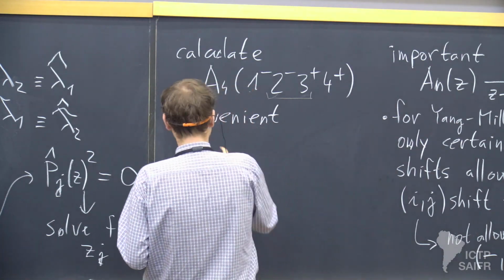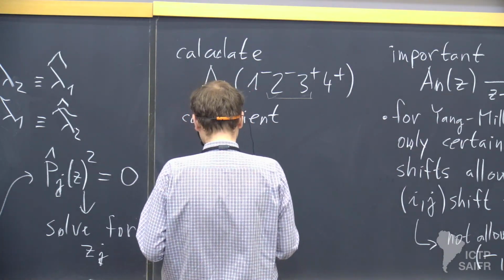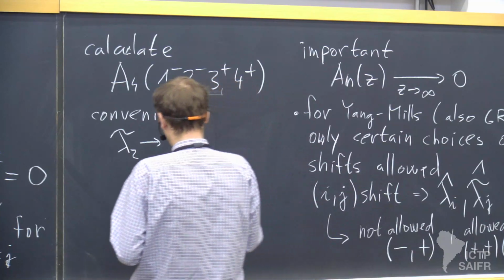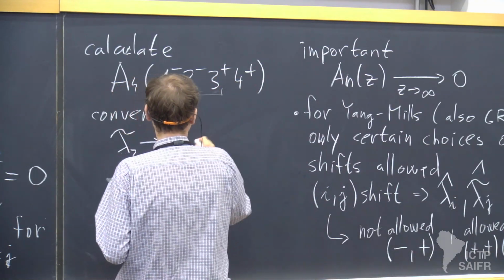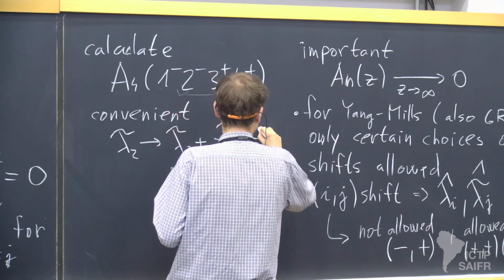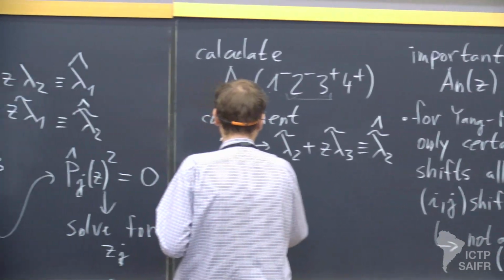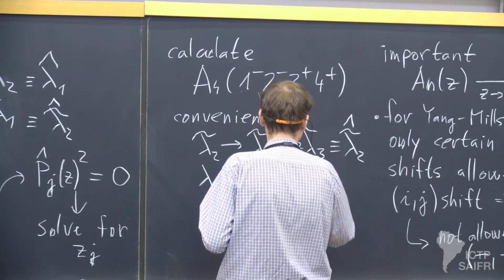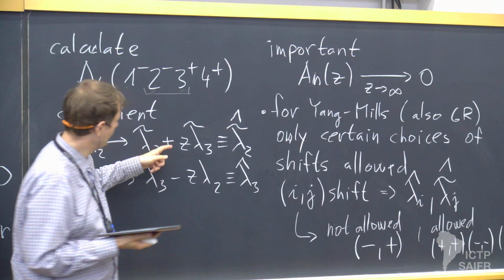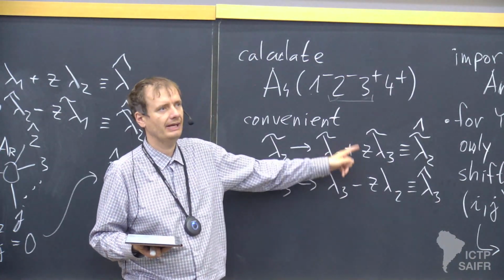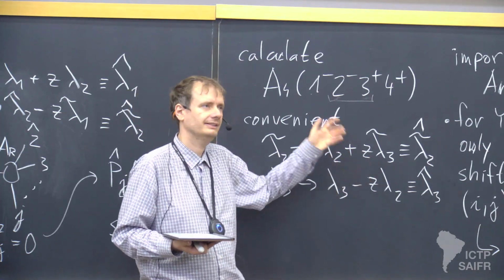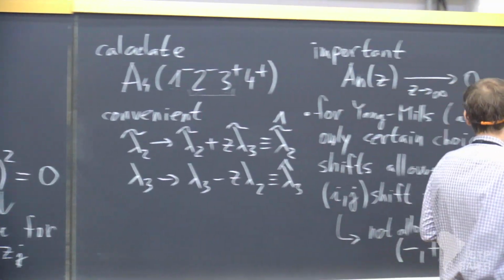So we will shift lambda 2 tilde, that is negative, so that one is allowed. It's in the allowed list. Lambda 2 tilde goes to lambda 2 tilde plus z lambda 3 tilde, again calling it lambda 2 tilde hat. And lambda 3 goes to lambda 3 minus z lambda 2, calling it lambda 3 hat. Now, which one is shifted with plus and which one with minus doesn't matter. It's just that the signs must be opposite, such that the momentum is conserved. You can redefine plus z as minus z. That doesn't matter.